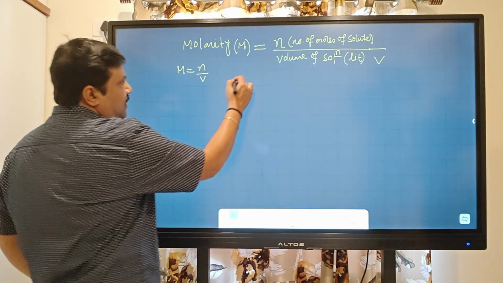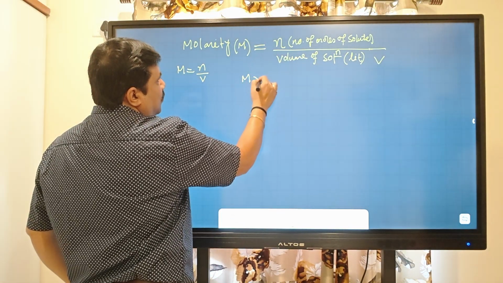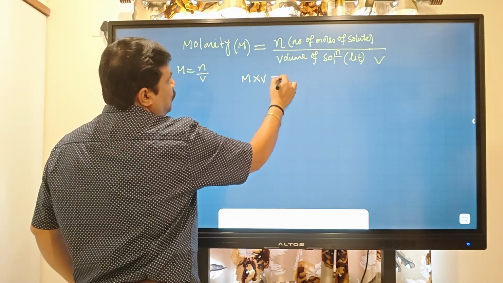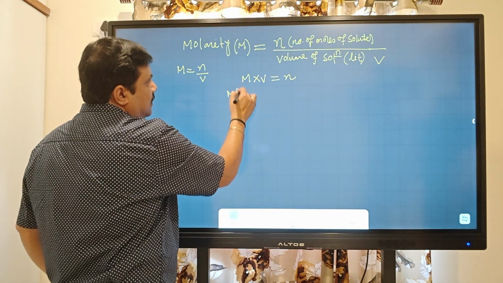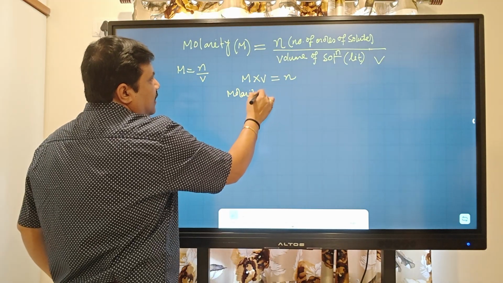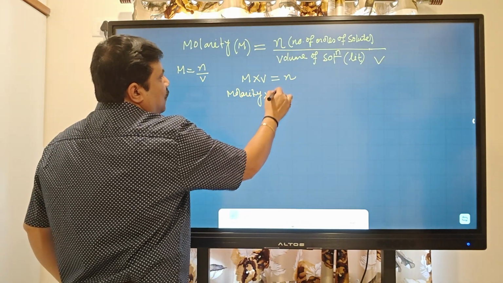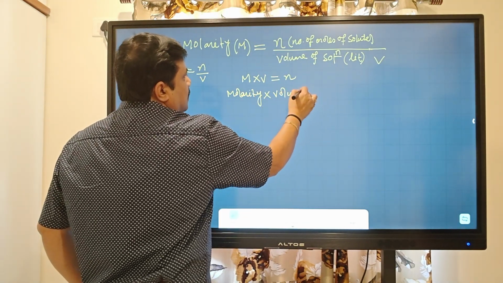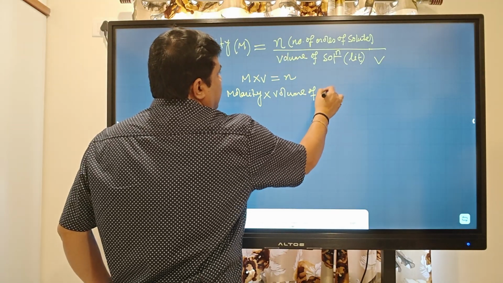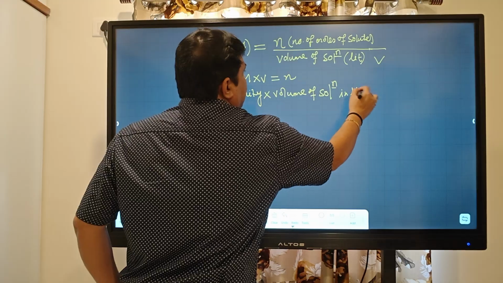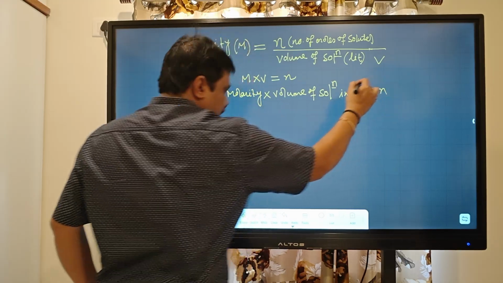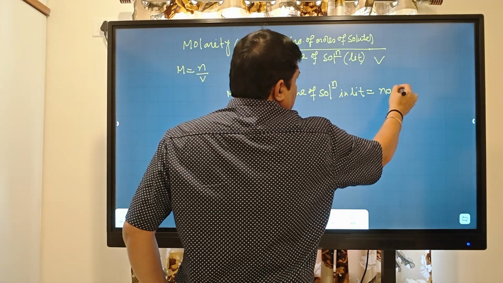So molarity into volume, M into V, is nothing but n. That means molarity into volume of solution in liter is nothing but n, which is the number of moles. As simple as that.